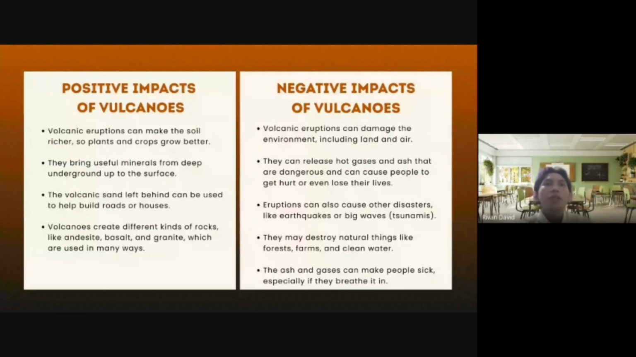Volcanic eruptions can make the soil richer, so plants can grow better. They bring useful minerals from deep underground to the surface. The volcanic sand left behind can be used to help build roads and bridges. Volcanoes create different kinds of rock like andesite, basalt, and granite, which are used in many ways. Okay, thank you, Rifan.